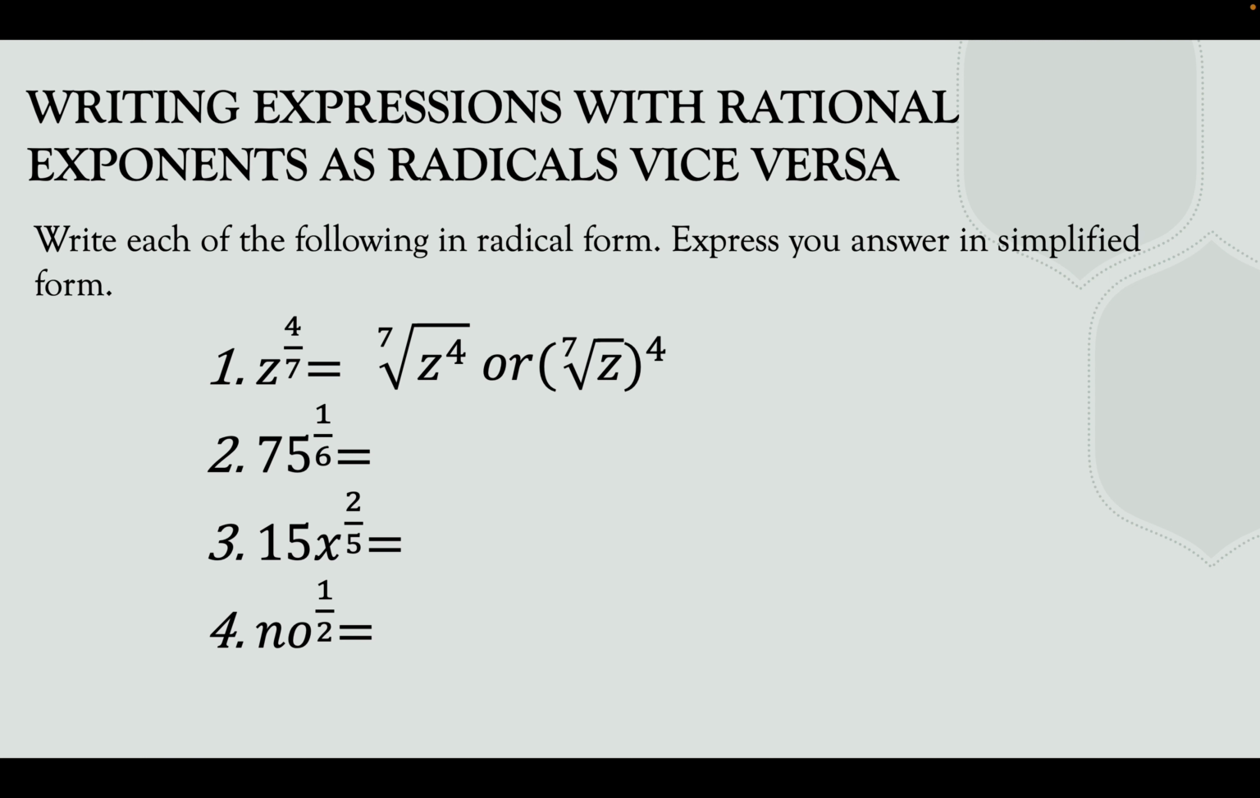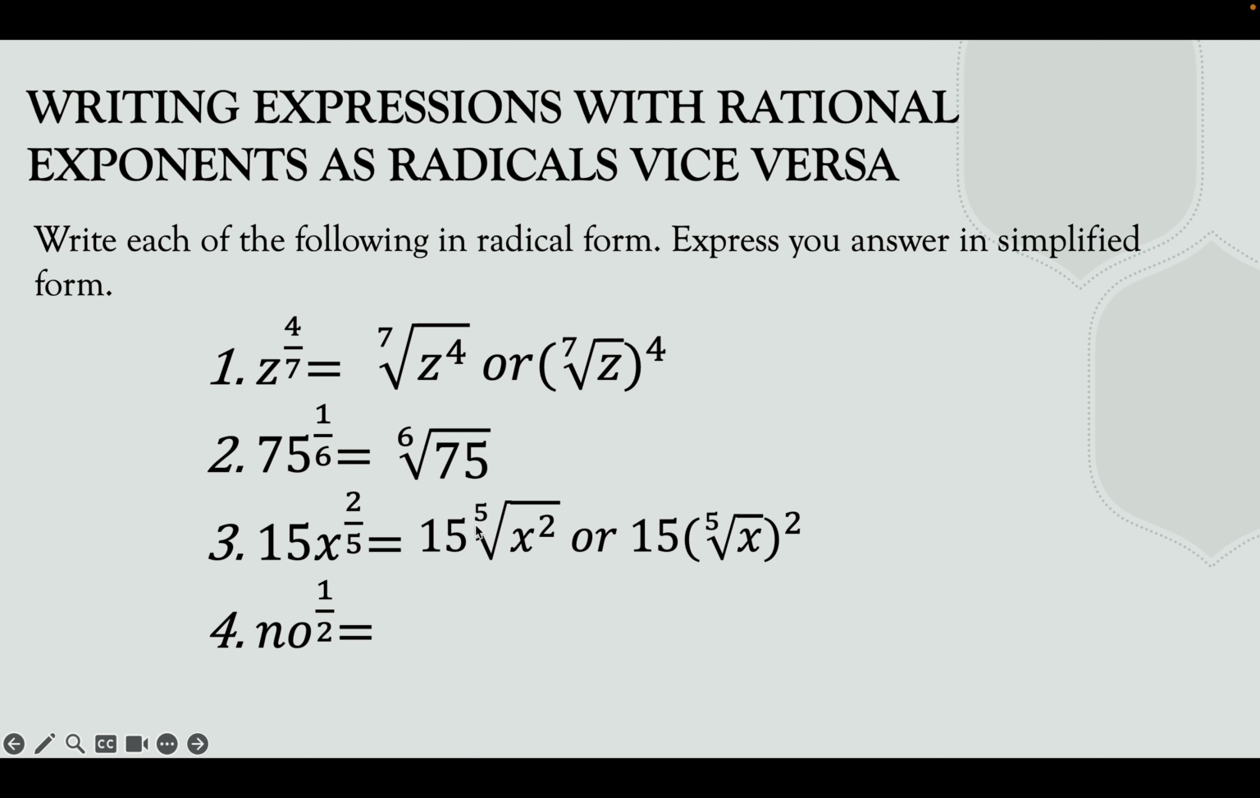Number 2, 75 raised to 1 over 6. 75 is the radicand and the exponent of the radicand is 1. The index is 6. So we have the 6th root of 75. Next we have 15 times x raised to 2 over 5. Since the variable x is the only one raised by the exponent, copy 15. So you will get 15 times the 5th root of x raised to 2.